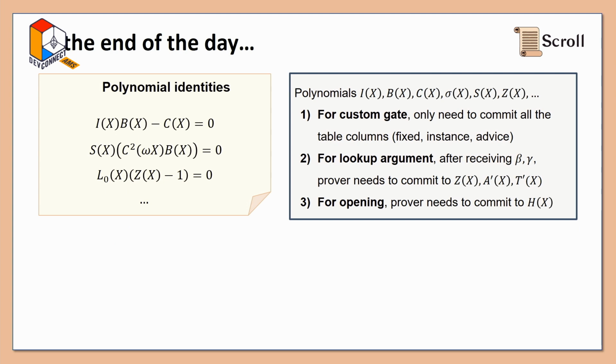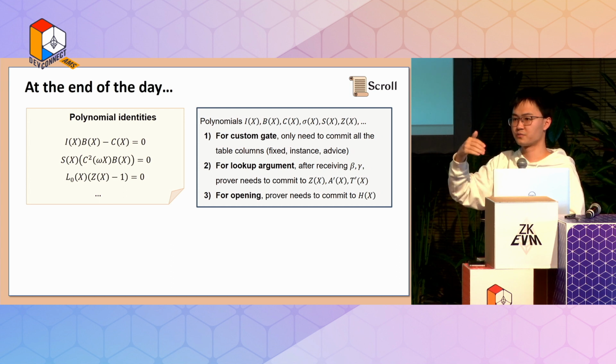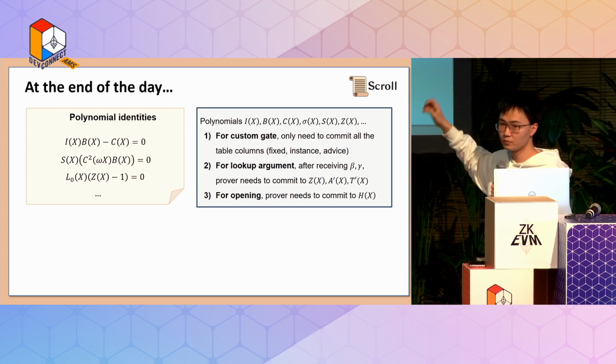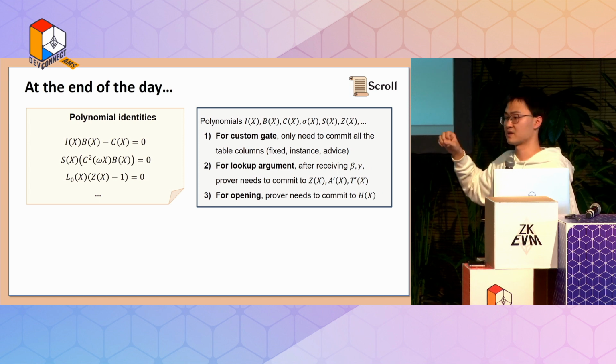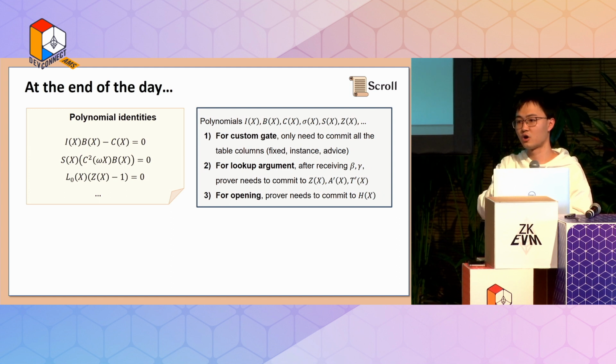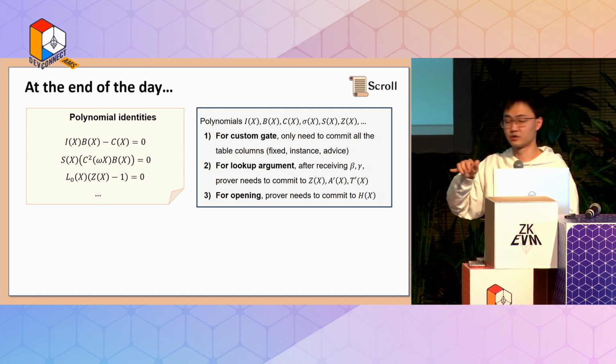For custom gates, each will introduce 1. For lookup arguments, each will actually introduce 3. Here I'm talking about new polynomials you introduce. Your input polynomial comes from some linear combination of your columns. You already have the column polynomials. So that's for lookup arguments.